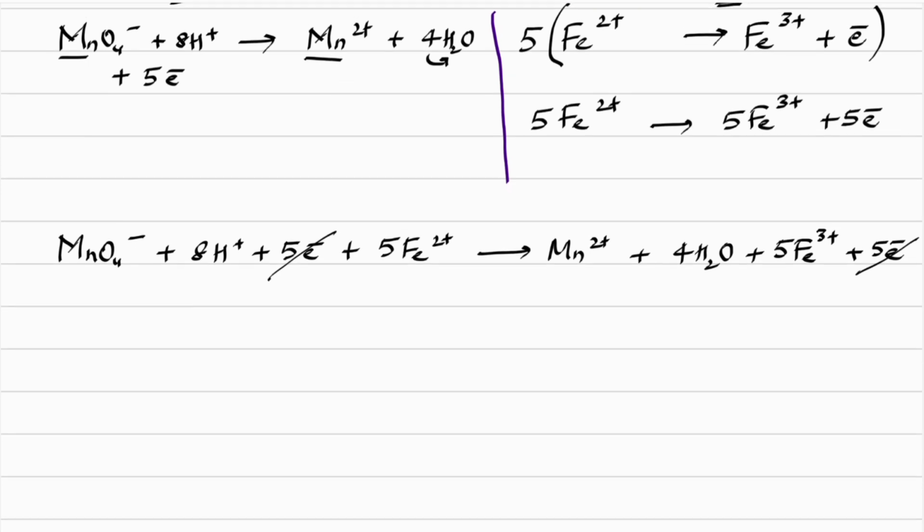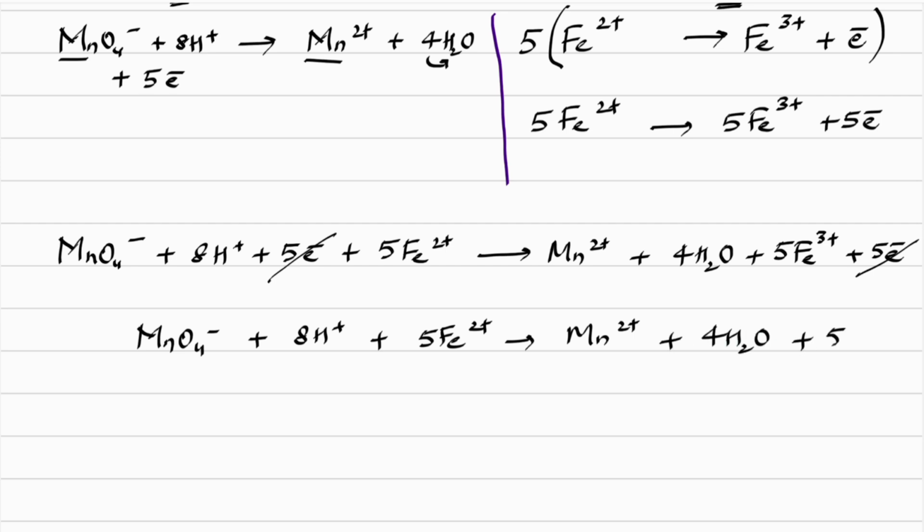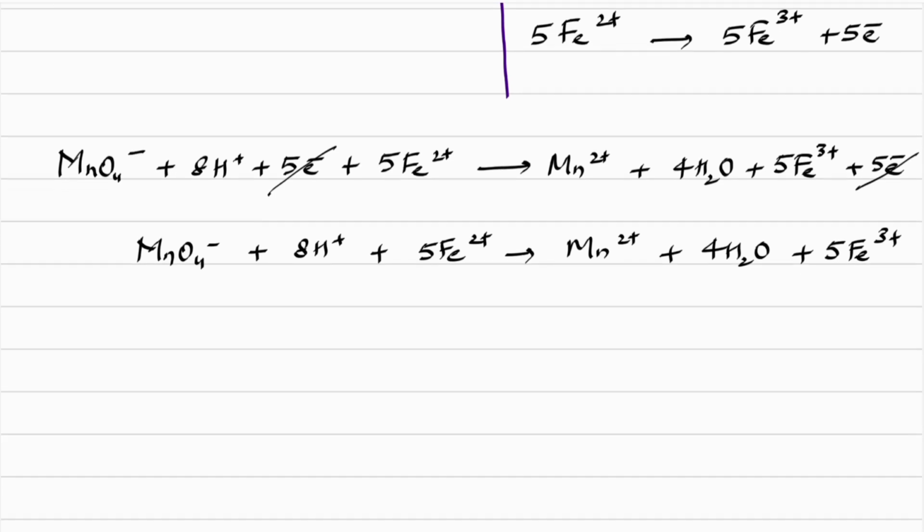So this becomes our reaction balanced equation in acidic medium. Gives you Mn2 plus 4 water and 5 ferric ions. Now this is balanced in acidic medium.